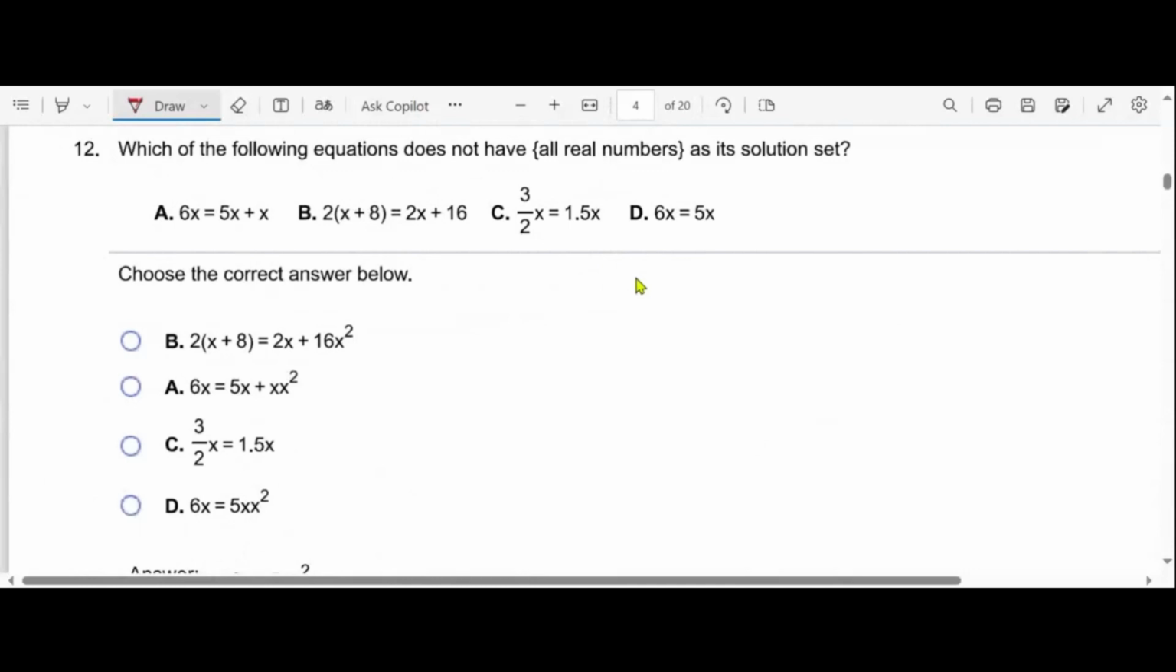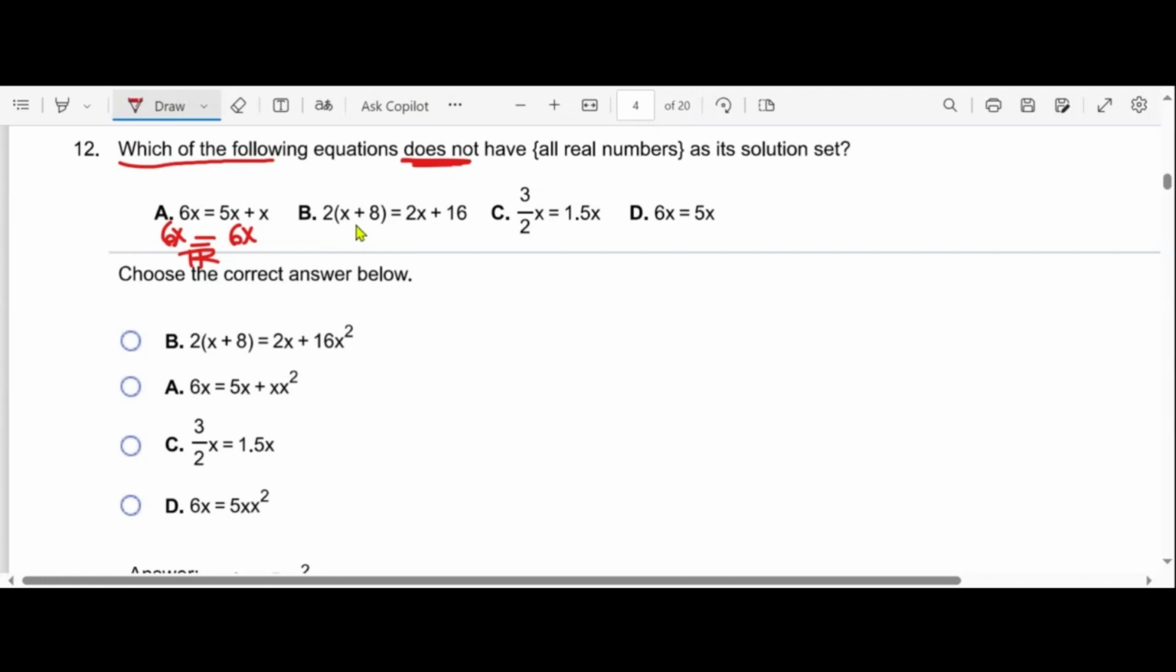Read, yes. The one here. What's your name? Nawab. Which of the following equations does not have all real numbers as a solution set. Okay, now take a look at this. How much is x here? 6x equal what? 6x. So that means the left side equal to the right side. So the answer here is all real numbers.